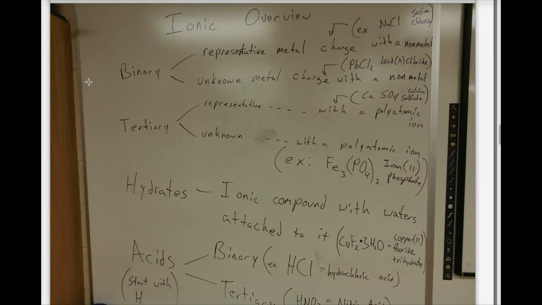Alright, this is an overview of our first two ionic naming systems. What I mean by that is the binaries, our two binary systems. Binary being a compound or a formula composed of two different atoms. The first one I'm going to talk about is the representative metals with a nonmetal.